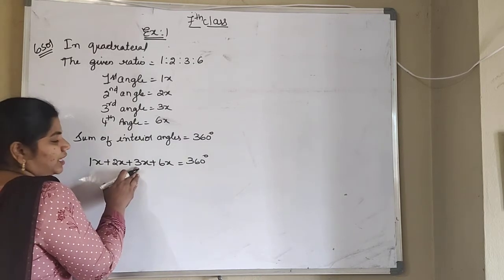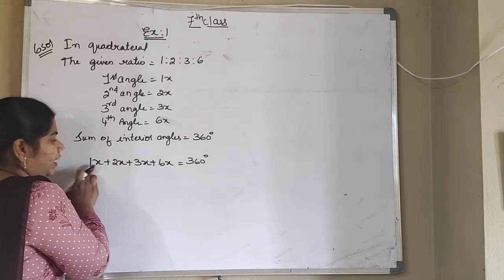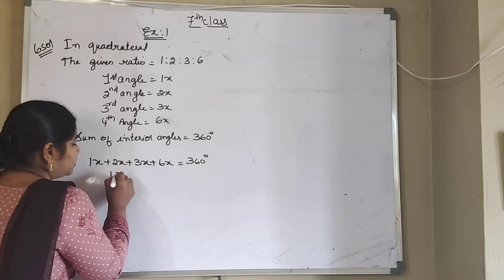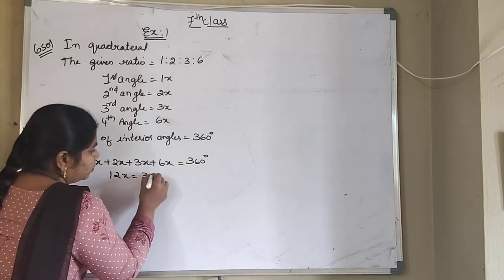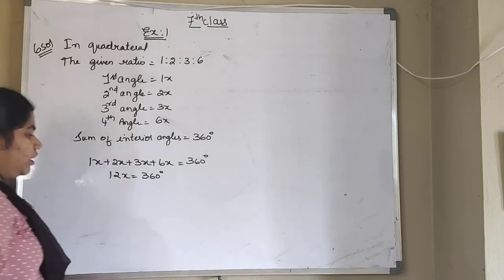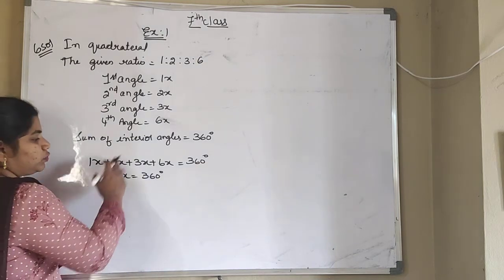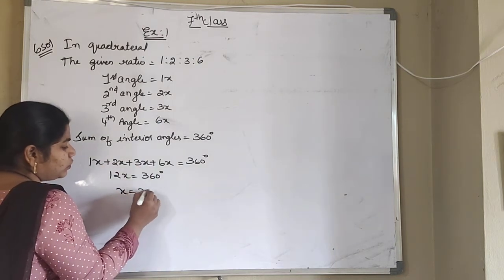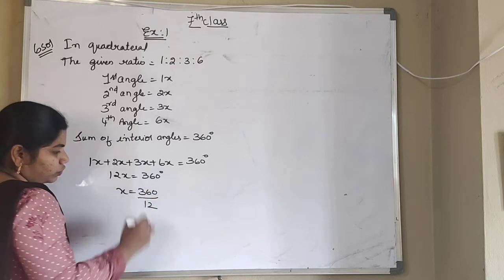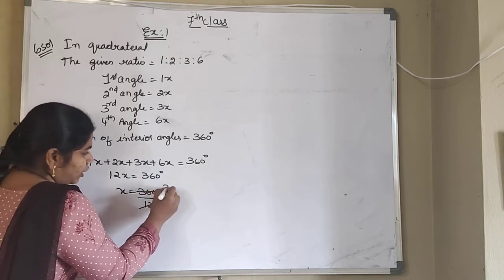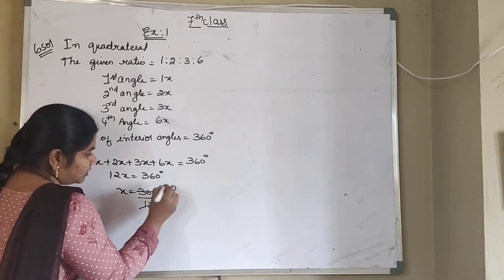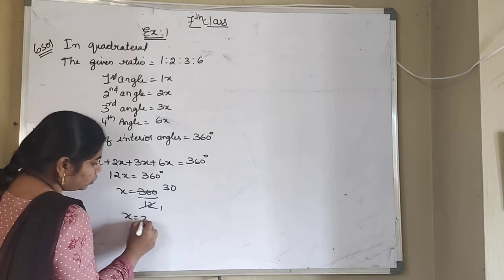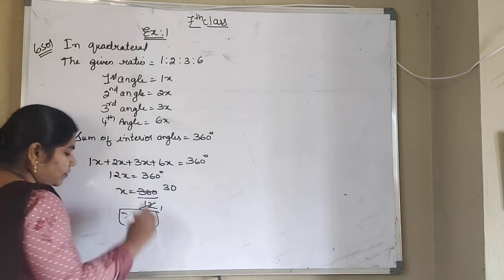Add all the values. 6 plus 3 is 9, 9 plus 1 is 10, 10 plus 2 is 12x. So 12x is equal to 360 degrees. Now transpose this 12 to the other side. So x is equal to 360 by 12. 12 ones are 12, 12 threes are 36, 12 zeros are 0. So what x value did you get? 30 degrees. Okay.